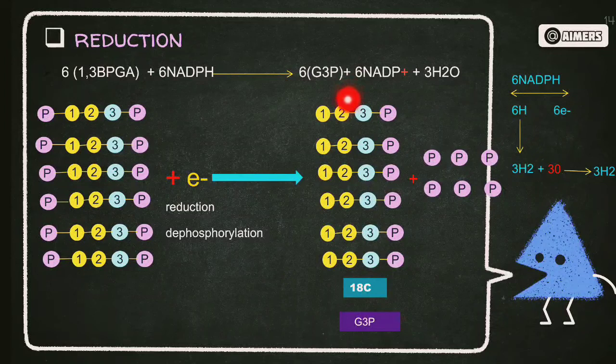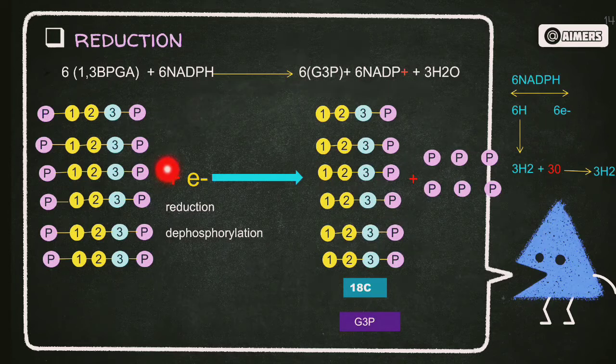You may think that if phosphates were supposed to be removed from 1,3-bisphosphoglyceric acid, then why did we add phosphate groups into phosphoglyceric acid to make 1,3-bisphosphoglyceric acid? So the answer here is that I told you that the dark reactions are catalyzed by enzymes.